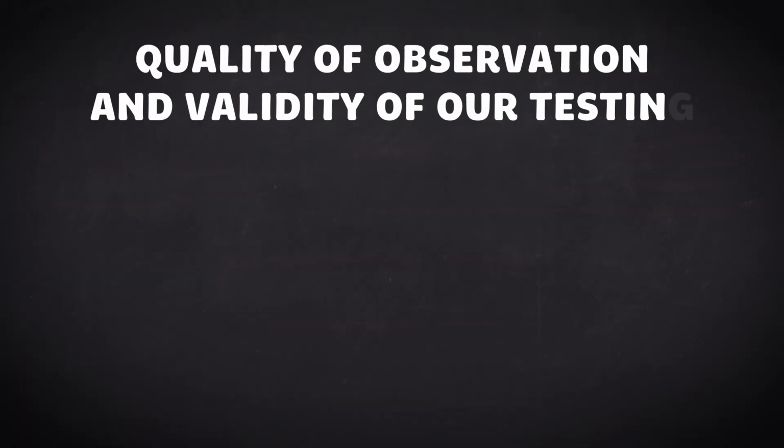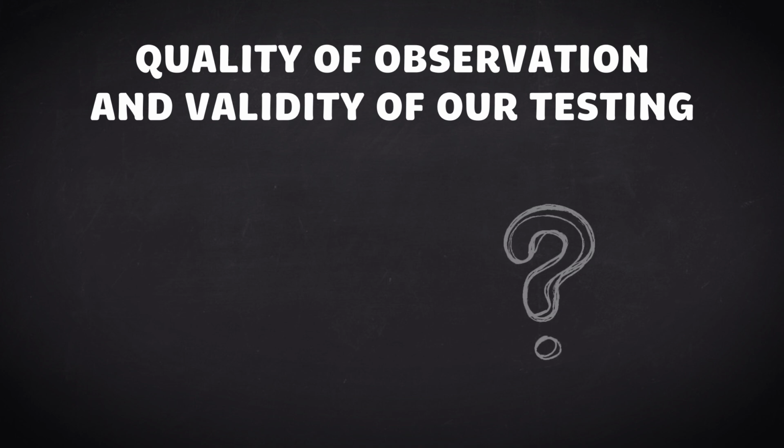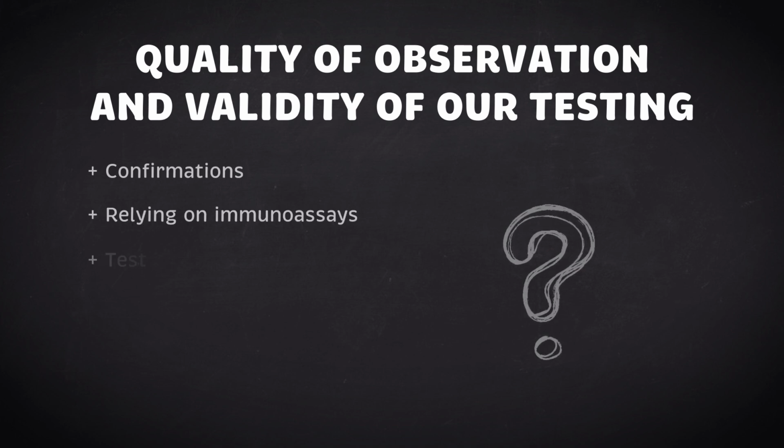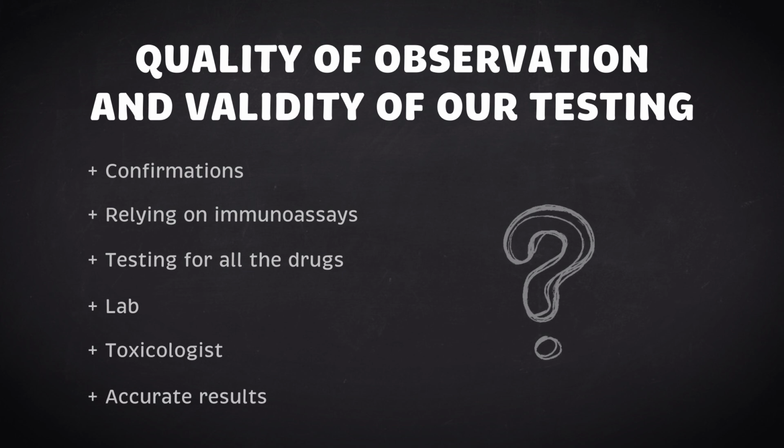There may be variance on how OTPs make decisions based on drug testing. There may be variance on the quality of observation and validity of our testing. Are we doing mass spec confirmations? Are we relying on immunoassays? Are we testing for all the drugs that we should be testing for, like ETG, ETS, or carfentanil? How good is our lab? How good is our toxicologist? How accurate are our results?